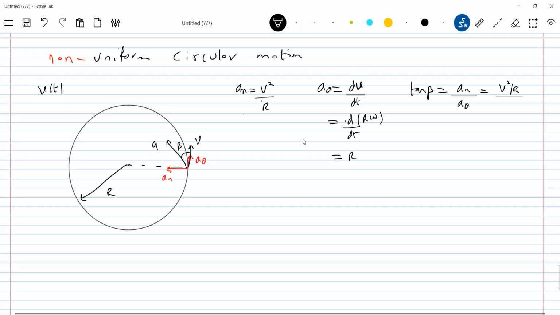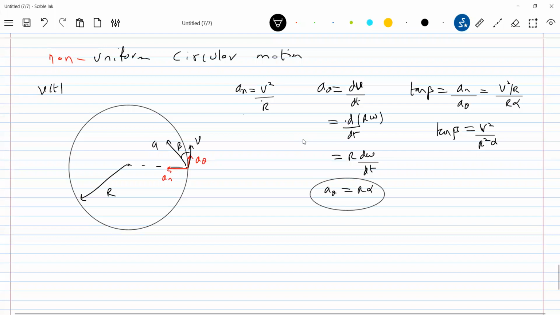R into omega, so r d omega by dt. So this is r alpha. Okay, got this one. So this we can write as r alpha. So this will become v square by r square alpha. Now look at that: is v constant or variable? As v increases and alpha is constant, beta is going to increase here.